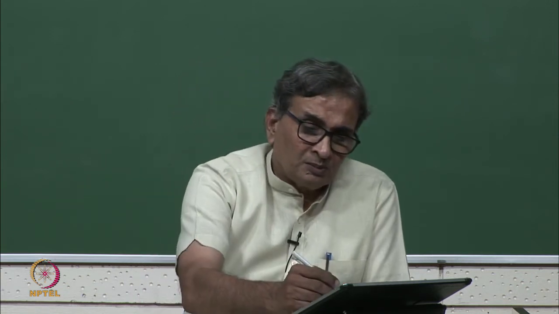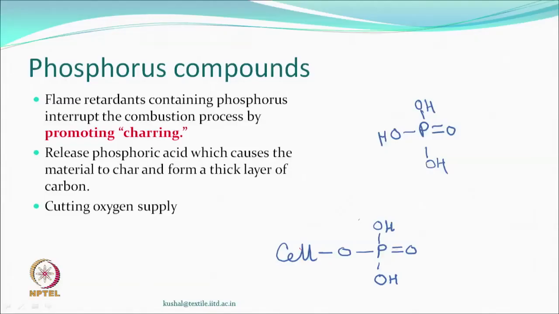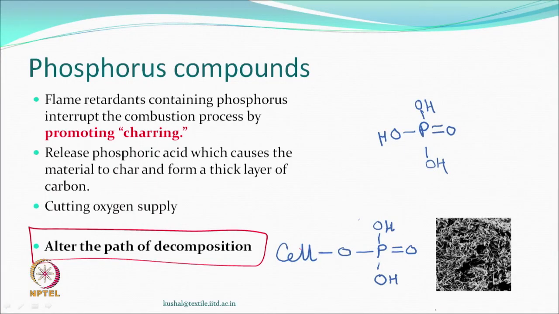During this burning process, this compound will release phosphoric acid, which would help this charring process, which would help in catalytic dehydration. After the char is formed, the oxygen supply can be cut off, and so the burning process can reduce, because during this process phosphoric acid gets released. And this is what we were talking about, alter the path of decomposition. If you look at the burnt structure, you may get a char. Char, as we said, is a very amorphous, soft, foamed up material, which could be considered as a carbonaceous material.